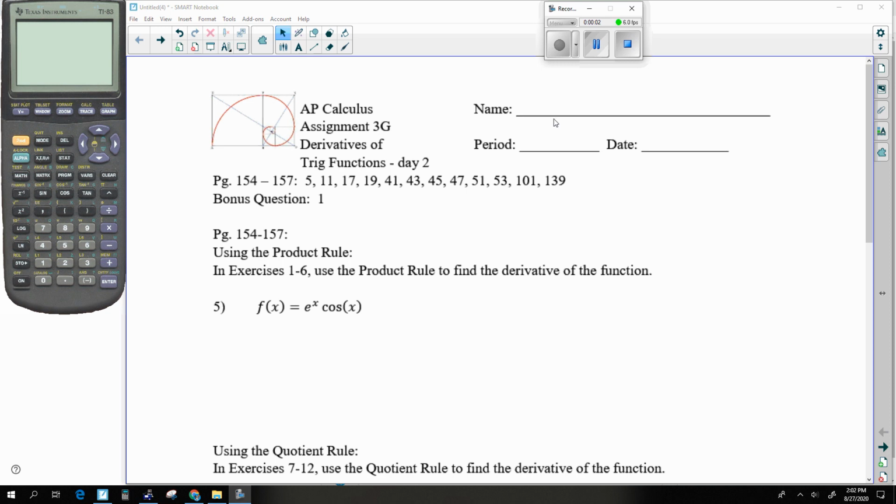And away we go. Here we are. Assignment 3G. 3G is the assignment. We have one bonus question today, I guess.